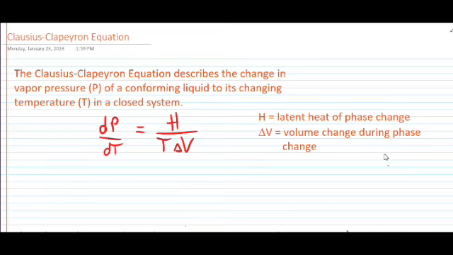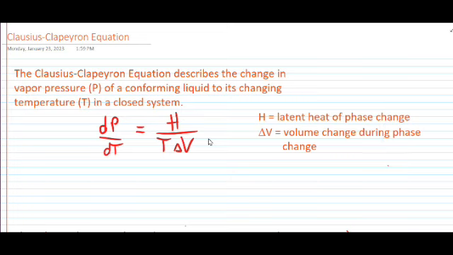The Clausius-Clapeyron equation describes the change in vapor pressure of a condensing liquid with its changing temperature in a closed system. The original expression shown here, derived from the laws of thermodynamics and conservation of energy, relates the change in vapor pressure as a function of changing temperature to the latent heat of the phase change, the vaporization, an energy term, an enthalpy term, divided by the Kelvin temperature times the changing volume.